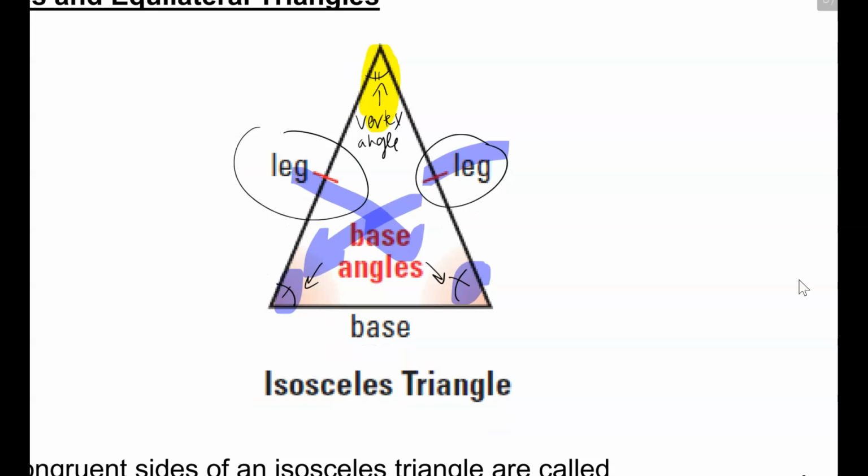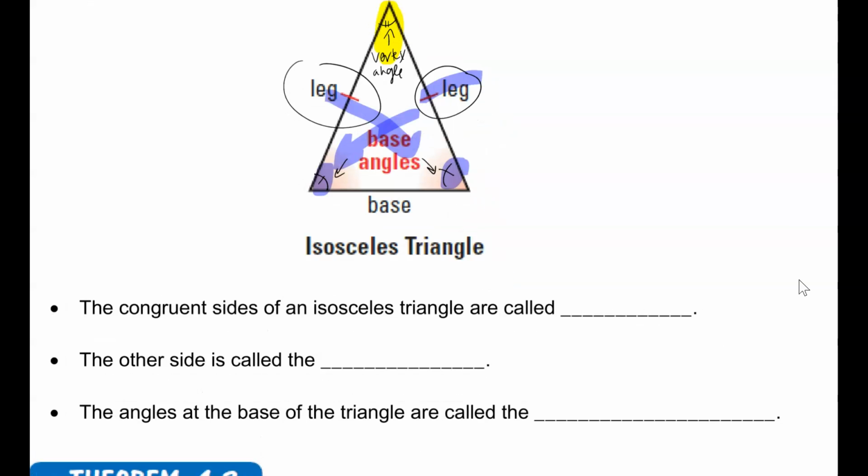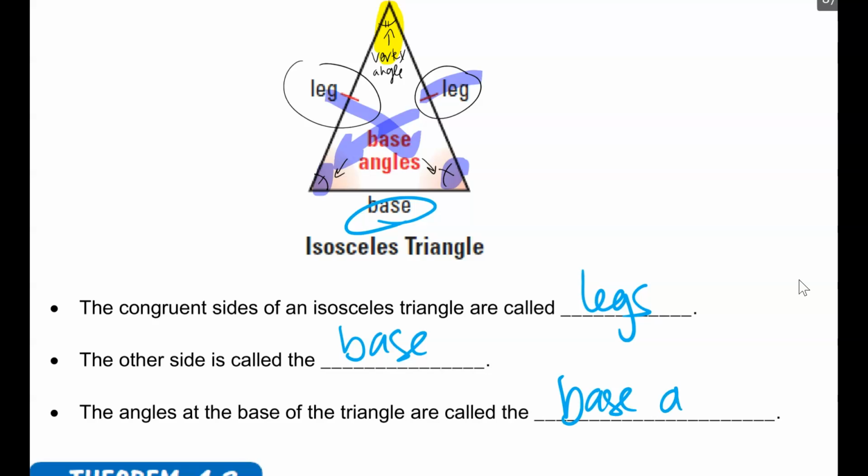Okay, so the congruent sides of an isosceles triangle are called legs. The other side is called the base. The base is the one side that is not congruent to the other two. The angles at the base of the triangle are called base angles.